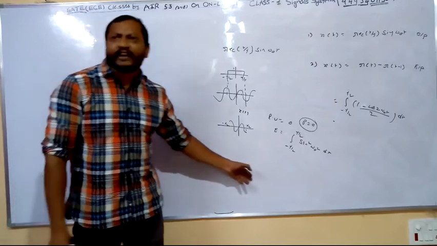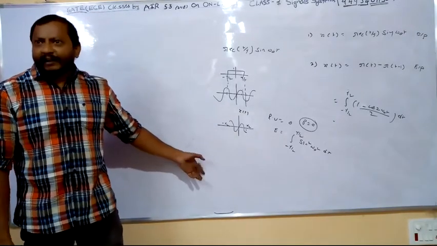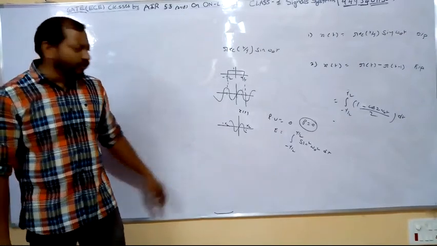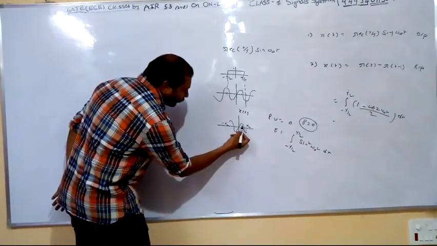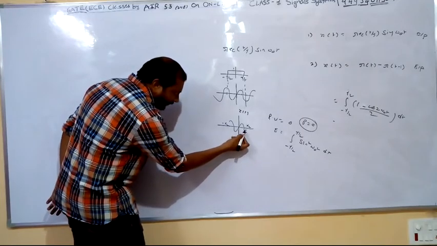Here, what is the area? Not only the sine signal, the cosine signal also. Cosine signal means simply an advanced version of the sine signal only. In shifting, there is no change in the area. Here the area is corresponding to a equal to a.